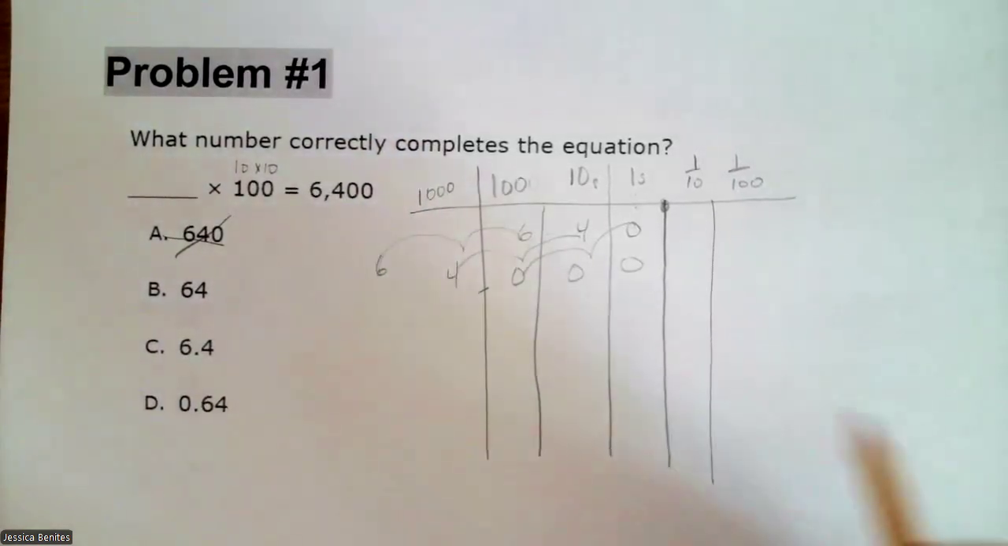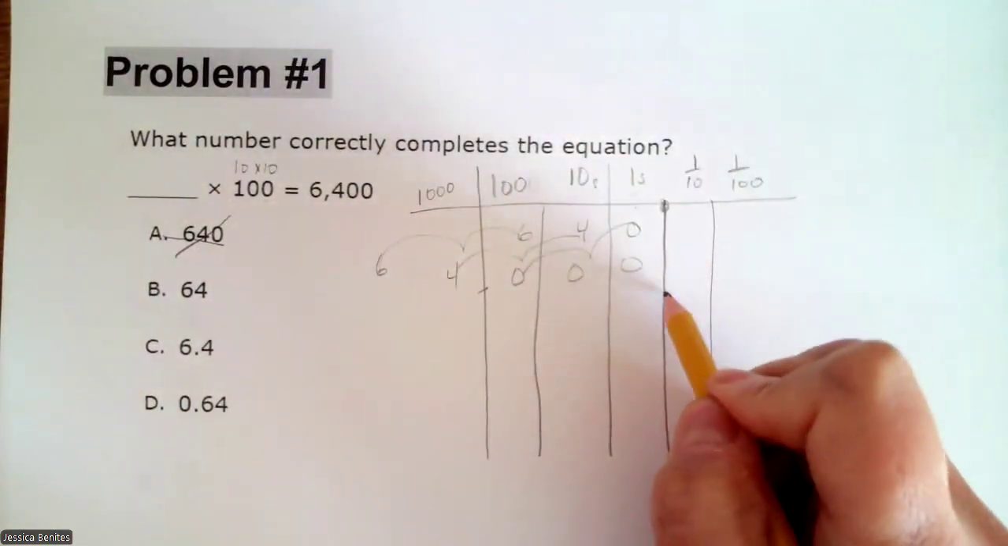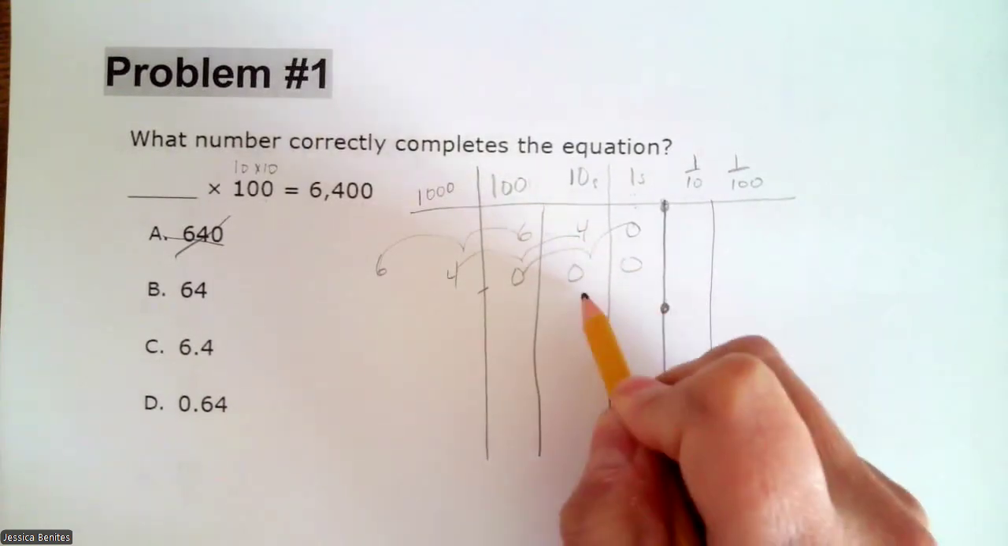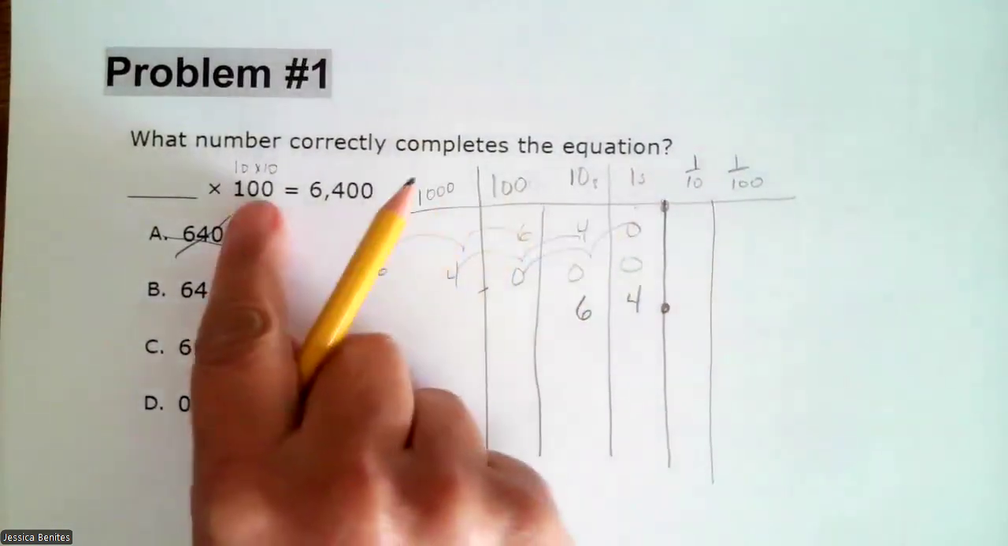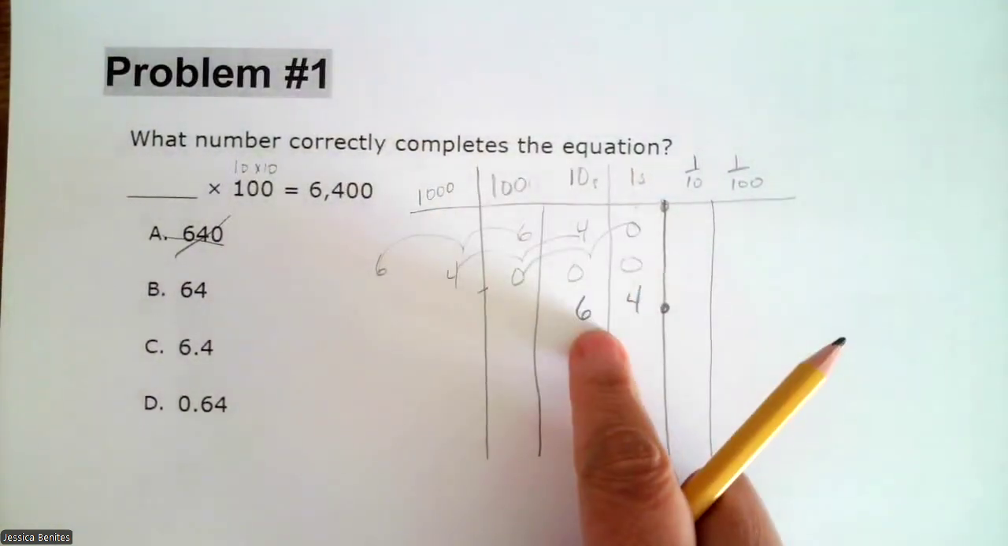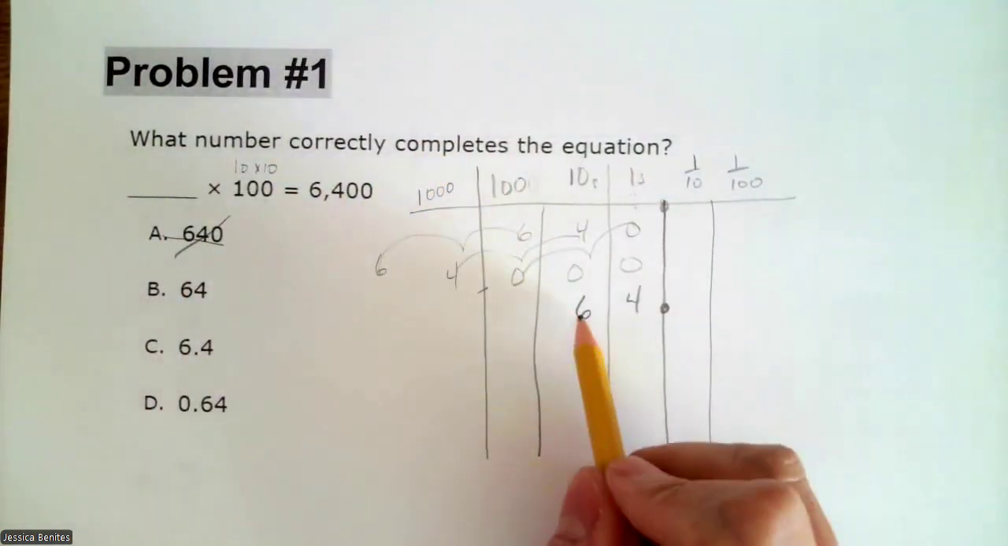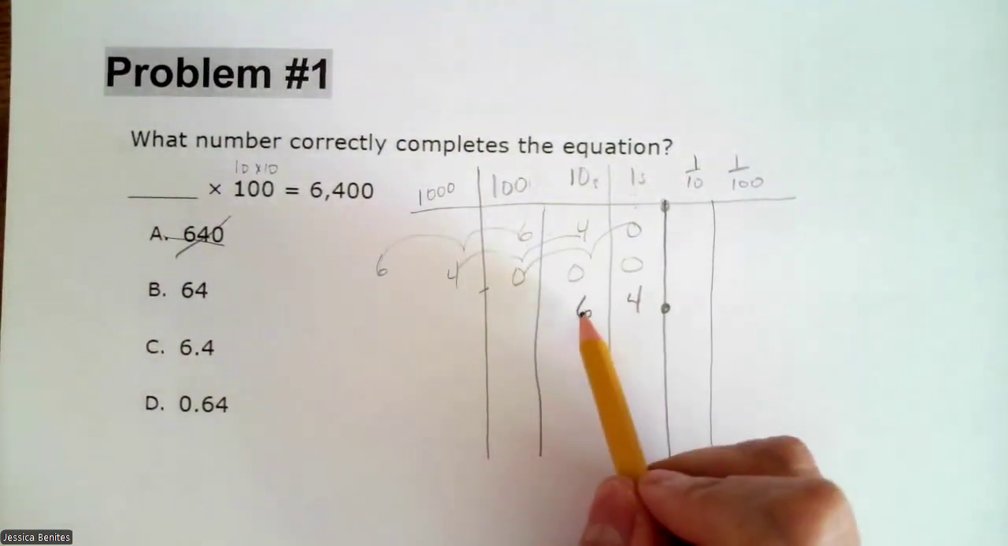So let's try the next one, 64. I'm going to put it here on my number line. I'm going to put the decimal here, and I'll put my whole number 64, 4 ones, 6 tens. Now I'm going to multiply 6 tens by 10 times 10. And I'm just moving it on the number line. I'm really not even having to do much math.